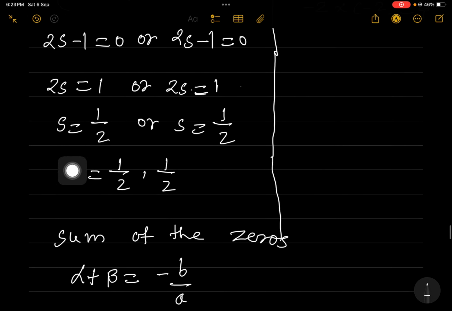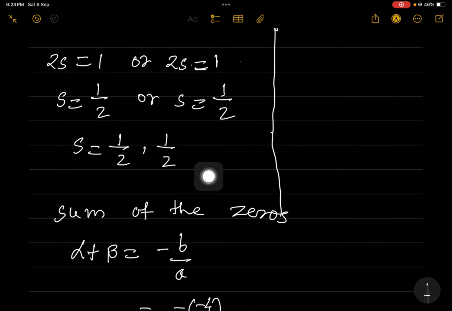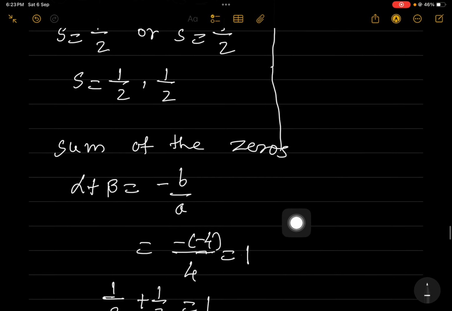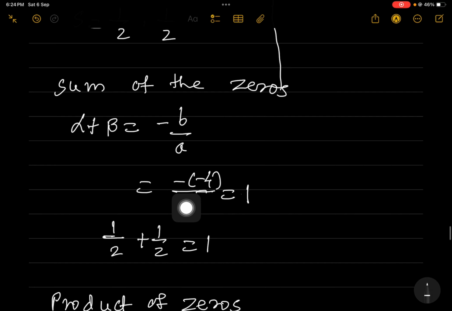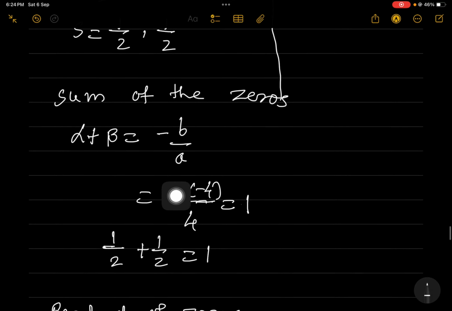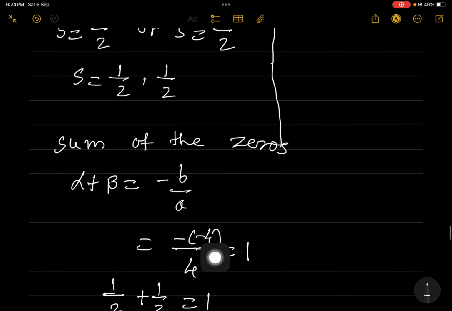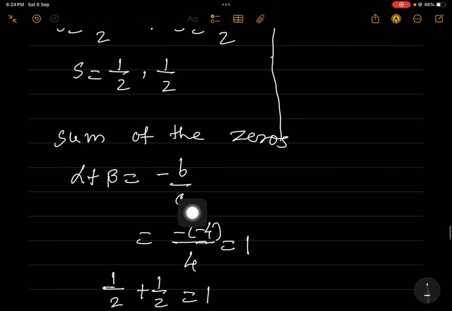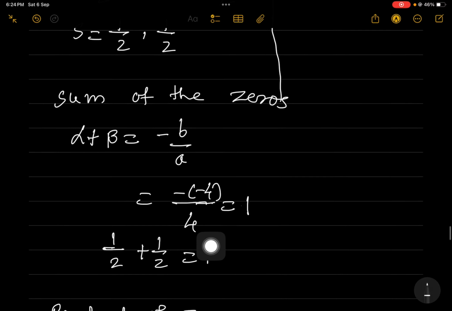Now we got the two zeros of this polynomial. Now again verification, as you know our question has a verification. So what is the sum of the zeros? Alpha plus beta equal to minus b upon a. The minus b upon a here means what? The minus as it is, and b means the coefficient of x, that is minus 4, and a is the coefficient of x square.